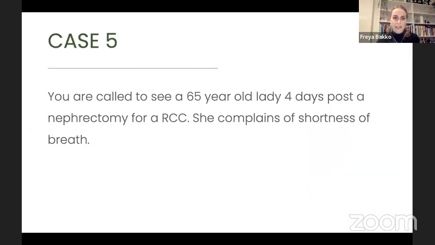Okay, so final case, we'll whiz through this. You're called to see a 65-year-old lady 4 days post a nephrectomy for a renal cell carcinoma. She complains of shortness of breath only.